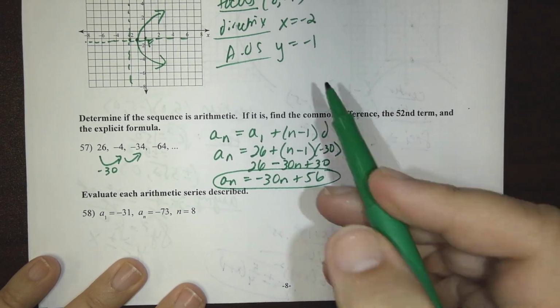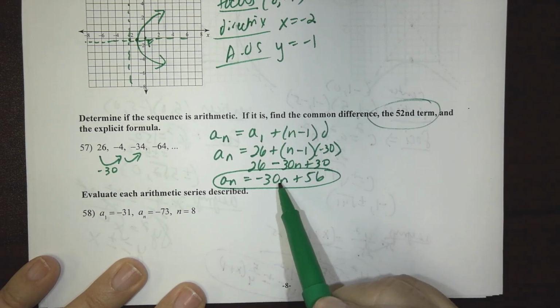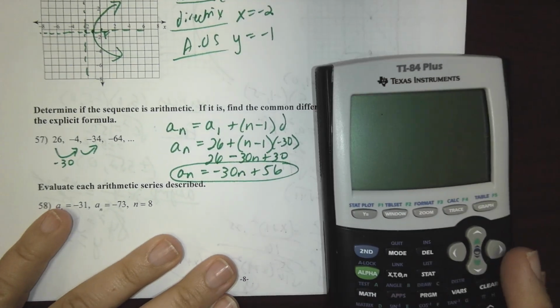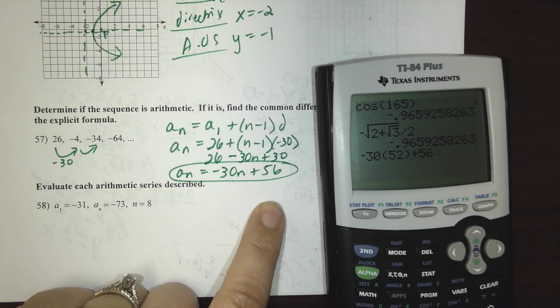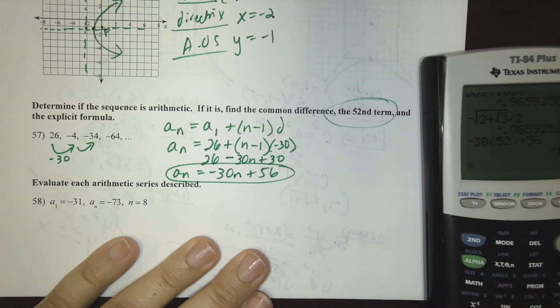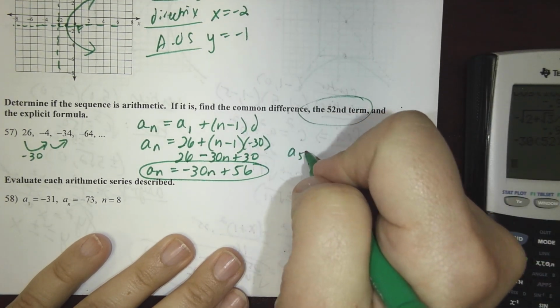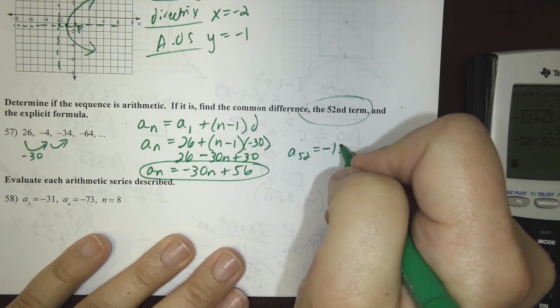Now when I go to find the 52nd term, I just plug 52 right there. So -30 times 52 and then plus 56. The 52nd term is -1,504.